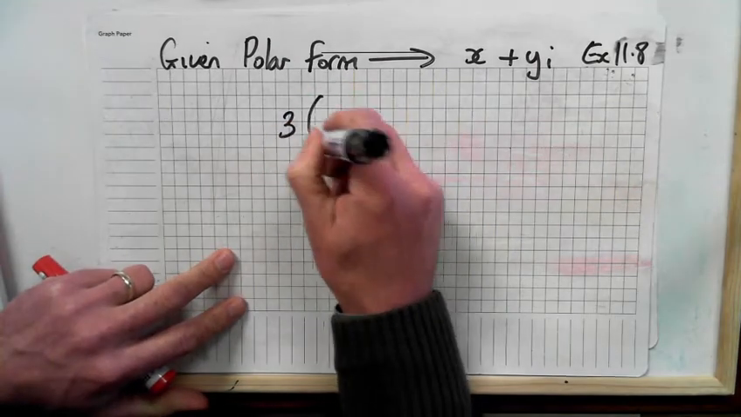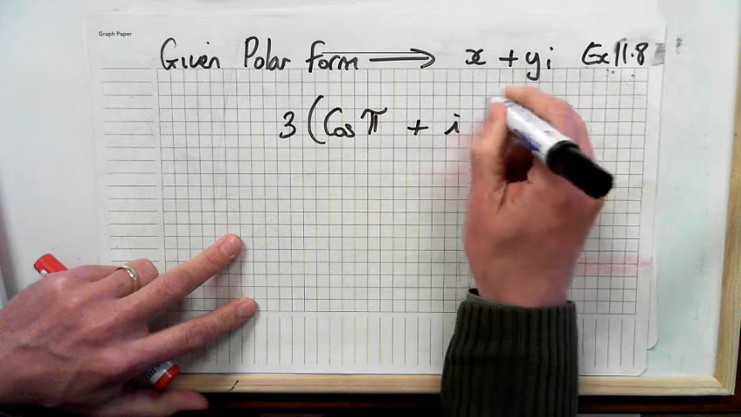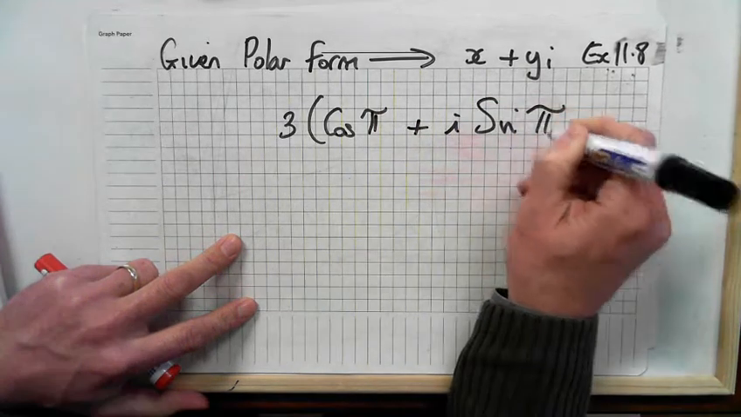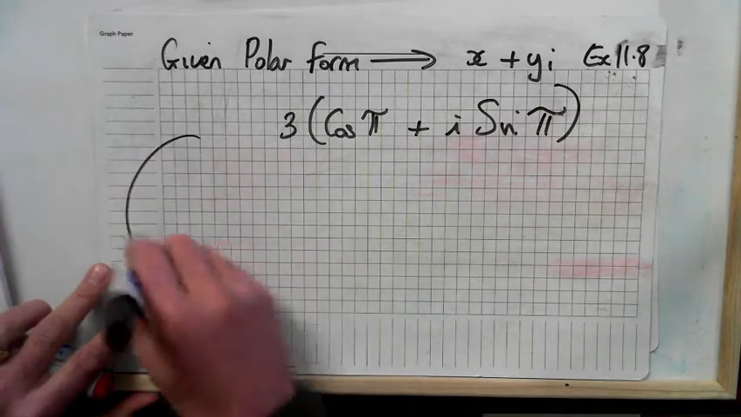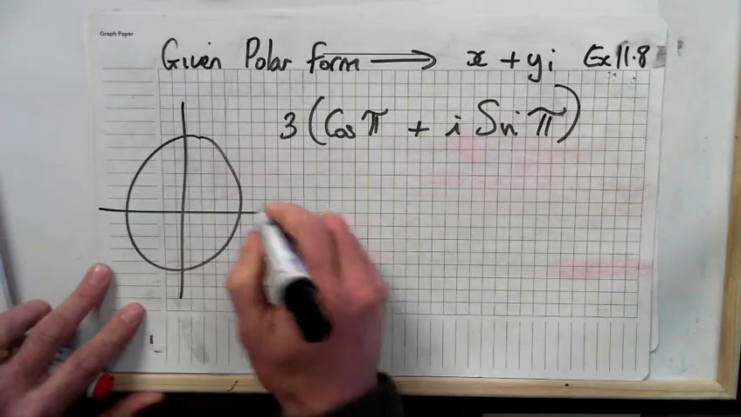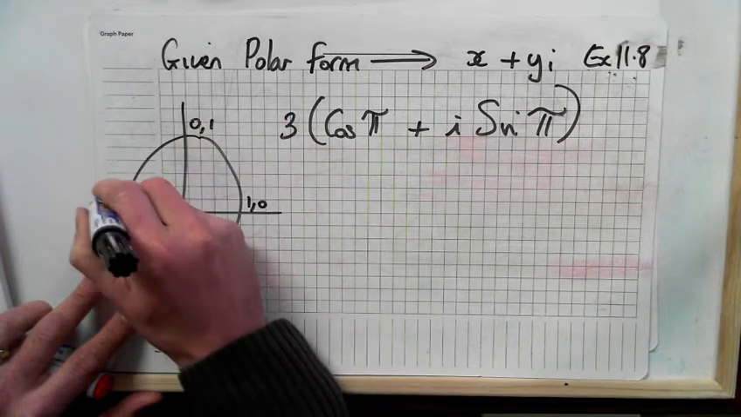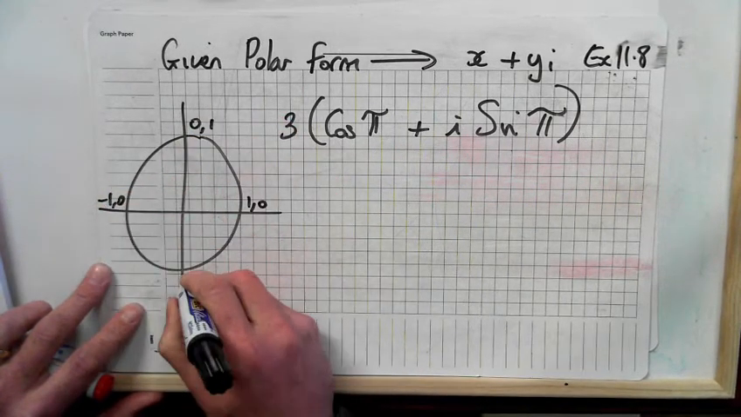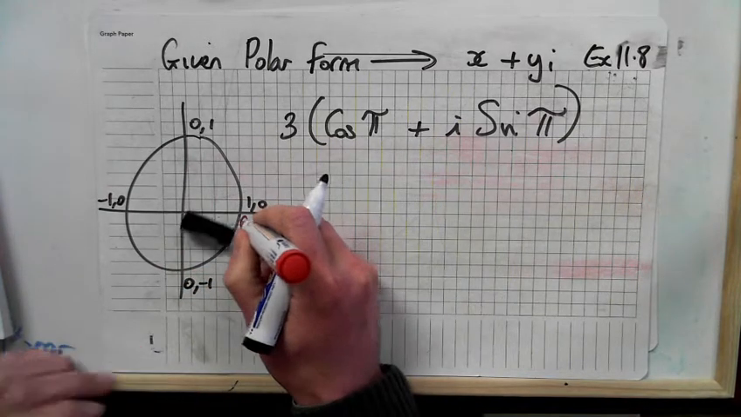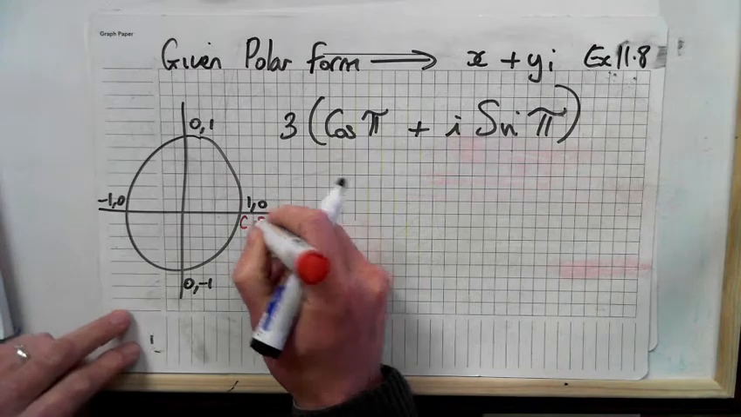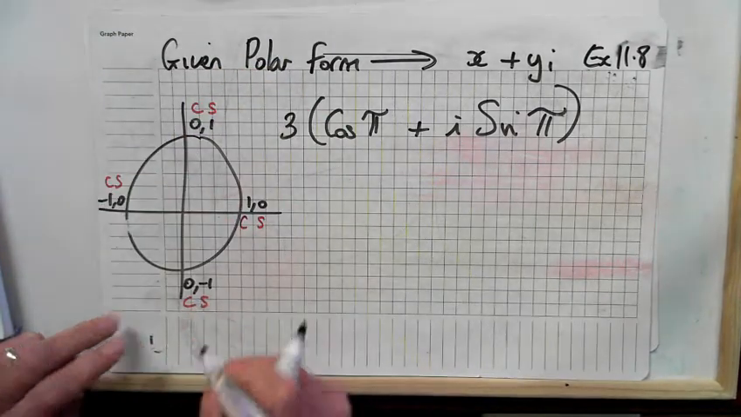Part 2. We have 3 cos pi plus i sine pi. Remember the circle I drew earlier? This was (1, 0), (0, 1), (-1, 0), and (0, -1). Remember, cos comes first. C for cos, sine. Cos sine, cos sine, cos sine.